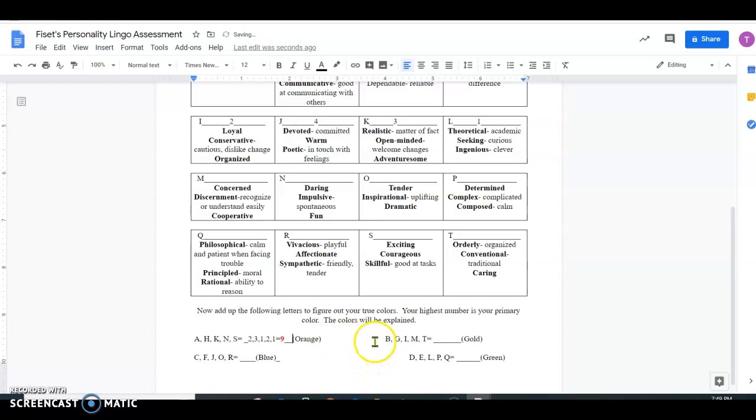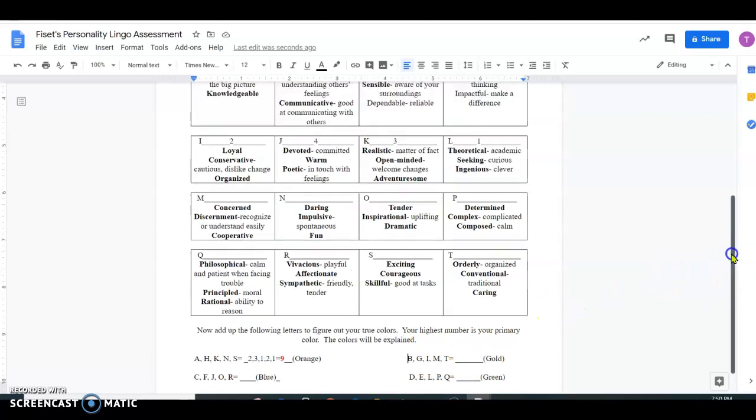Let me know if you have any problems or if you don't understand. But again, you're just going to add up every row, 4 being the most like you, 1 being the least like you. You'll put whatever number A is, whatever number H is, and add them up, and whichever one of these is the highest number is the color that you are. Good luck!